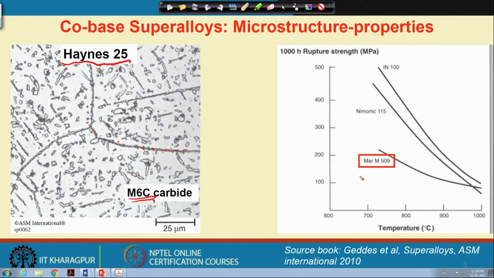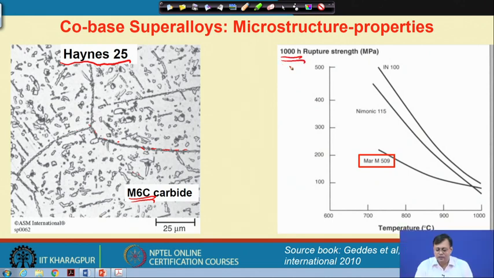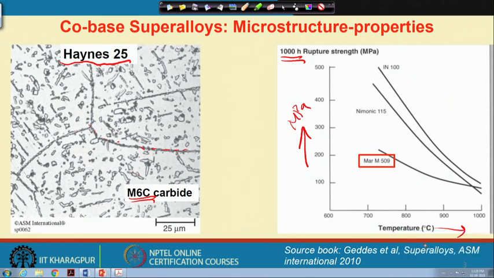If you compare the properties in terms of rupture strength for thousand hours, here this is the strength in megapascal with the temperature. It is for sure that compared with other superalloys, one of the very famous cobalt based superalloys has a low strength level. However, it can have a quite wider temperature range and the fall is not so sharp as the other base superalloys. So, this is one of the benefits of the cobalt based superalloys.